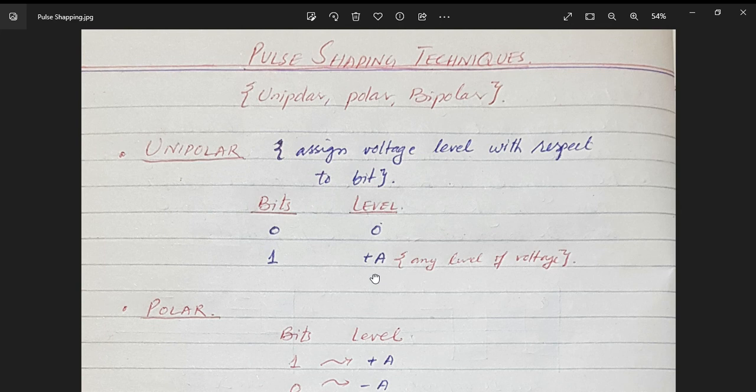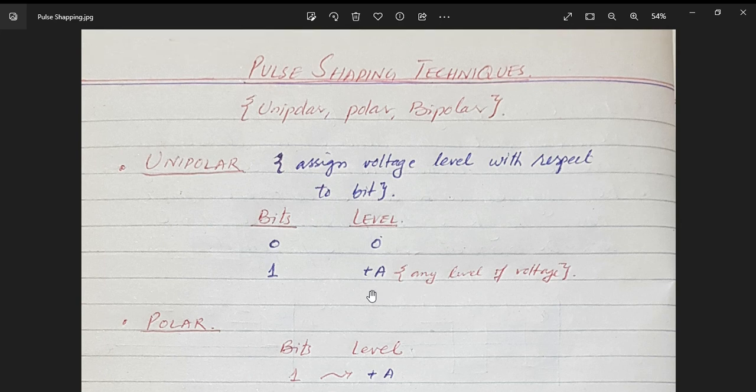Another topic is the pulse shaping technique, and the pulse shaping technique is usually of three types. The first one is unipolar, the second one is polar, and the third one is bipolar. One by one we are going to define these techniques. The first one is the unipolar.